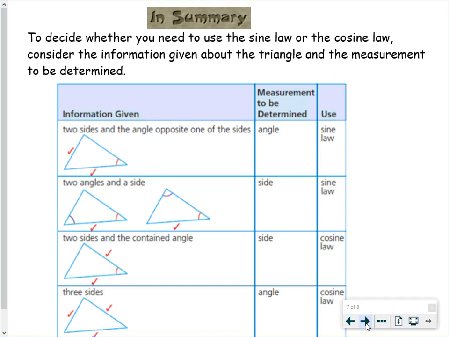So just to summarize, we will use the sine law if we are given two sides and an opposite angle. We'll also use the sine law if we're given two angles and a side. We can use the cosine law if we're given two sides and the included angle. And we'll also use the cosine law if we are given three sides and we're looking for an angle.